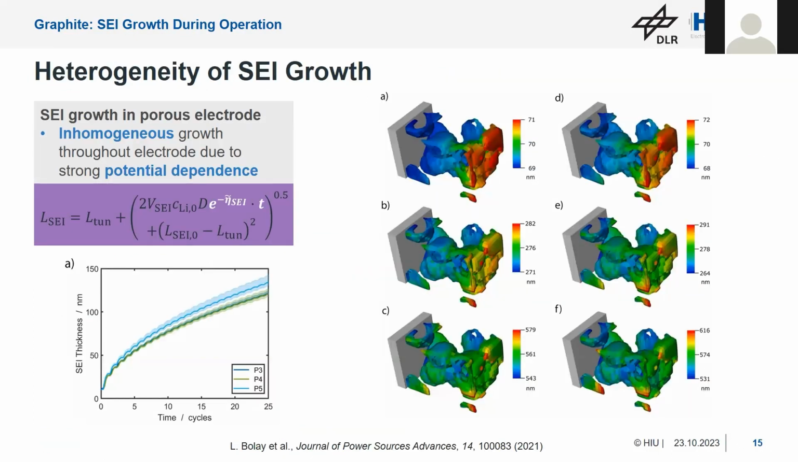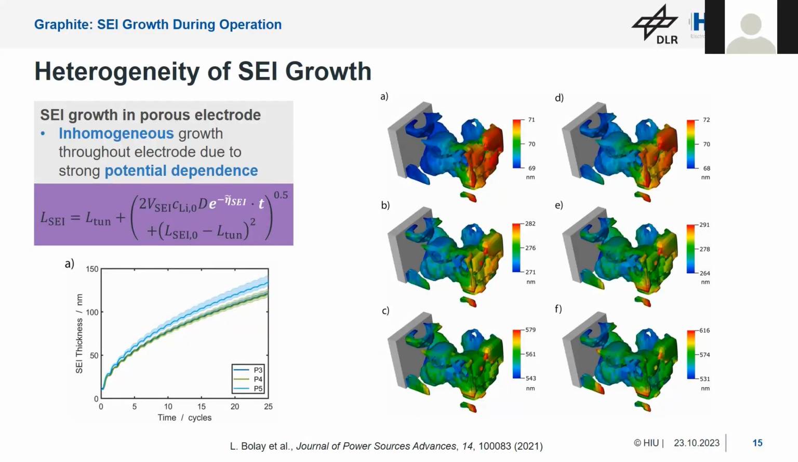Then we took this model and brought it into our 3D simulation tool that can model the microstructure of batteries and how the electrolyte flows in this microstructure and what is happening in the electrodes, the diffusion of lithium in the electrodes, the conduction of electrons in the electrodes. And we put our SEI growth model on top.